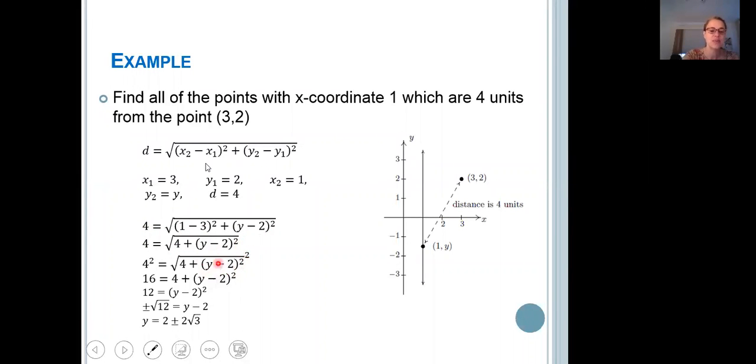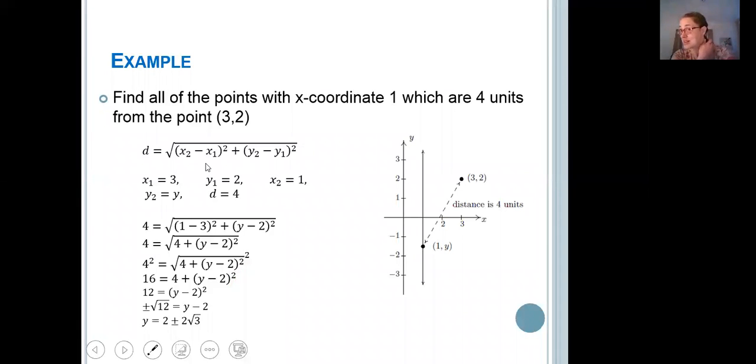Now, I want to get this y by itself. That means I have to get it out from underneath the square root. And we remember that in order to get things out from under a square root, we square it. Think about it for a minute. So the square root of 9 is 3, right? And 3 squared is 9. So squaring a value undoes the square root, takes it away. So we're going to square both sides of this equation. We get 16 equals 4 plus (y minus 2) squared.